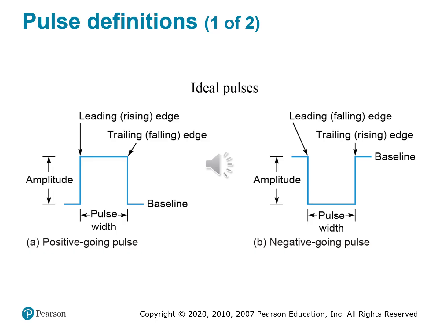The key terms to know here are the amplitude, which is the height of the pulse from the baseline, the leading edge, which is the initial transition, whether it's rising or falling. The trailing edge is the return transition. The pulse width is the time duration the pulse remains at its high or low level. These definitions form the vocabulary of waveform timing, especially when we look at pulse trains, duty cycles, and modulation.